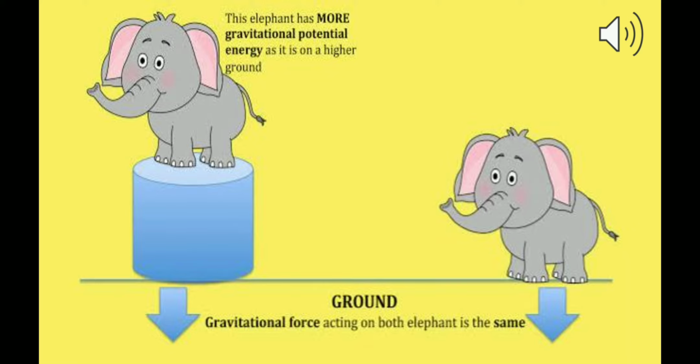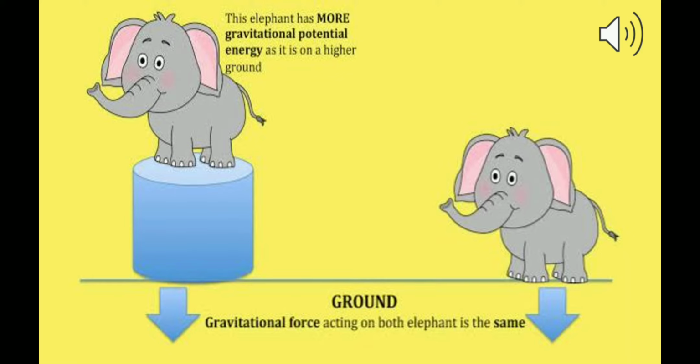So, potential energy possessed by a body due to force of attraction of earth on it is gravitational potential energy. Please try to understand. Potential energy possessed by a body due to force of attraction of earth on it is gravitational potential energy.